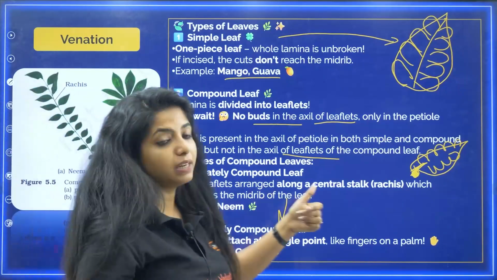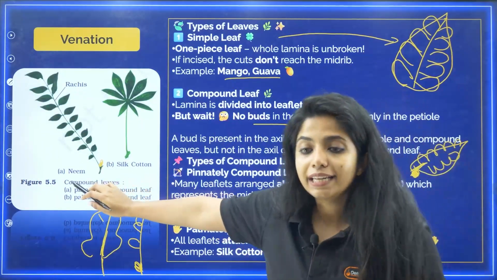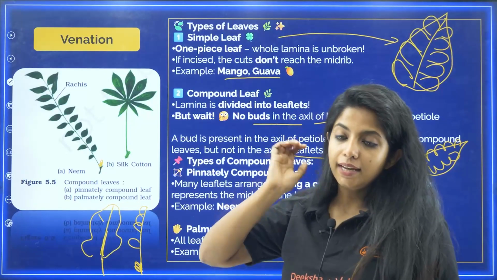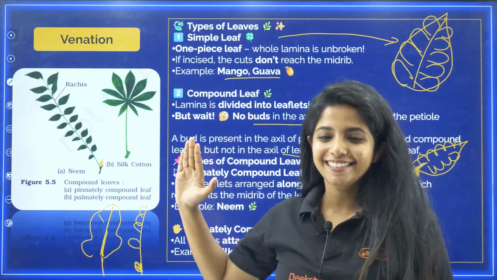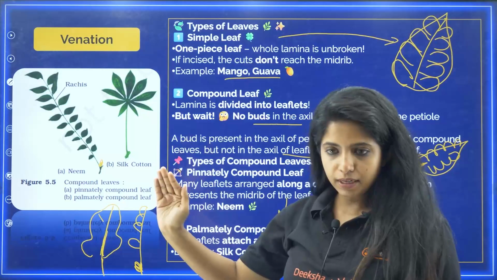On the other hand, you have pinnately compound leaf, which you can find in what? Neem. Okay, you can find that in neem. I hope that is clear. That is also clear. Okay, so simple leaf done.